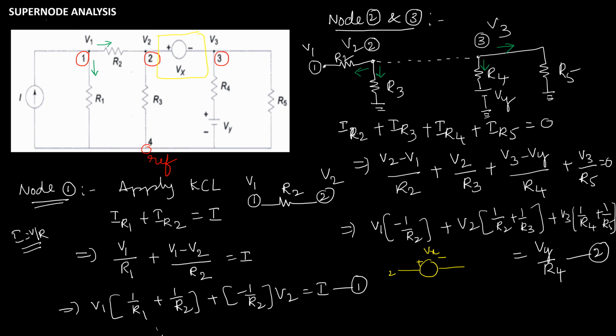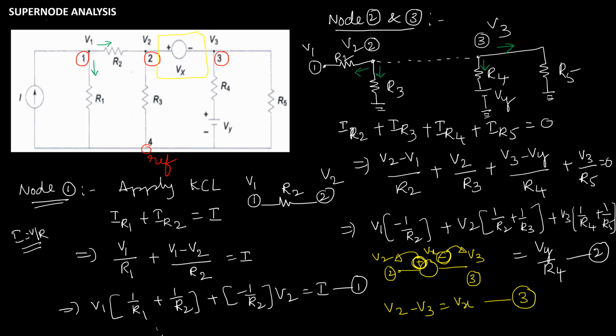So here it is node 2, whose voltage is V2. And this is node 3 whose voltage is V3. Here Vx has positive polarity on the second node side, and negative polarity on the third node side. So by simple observation, what we can say is that V2 minus V3 equals Vx. Simple. So this will be called the third equation.